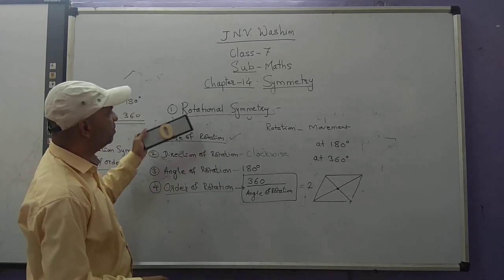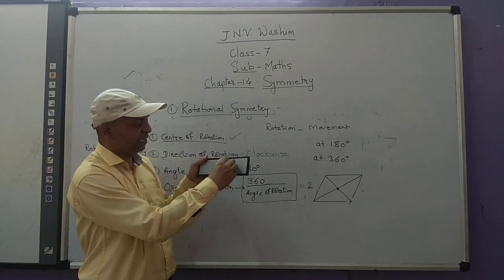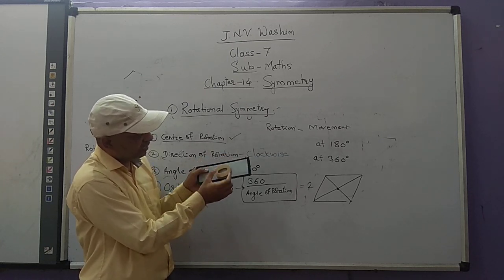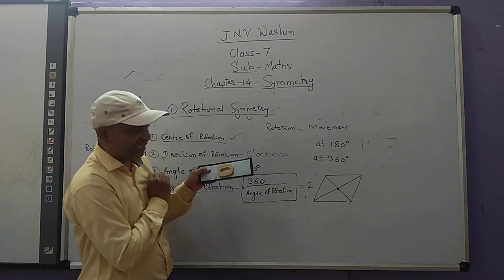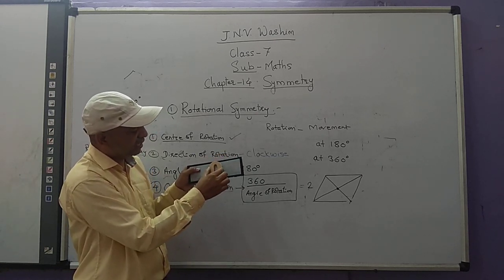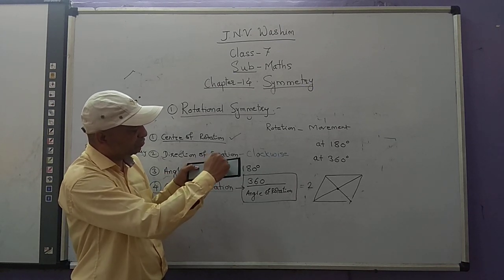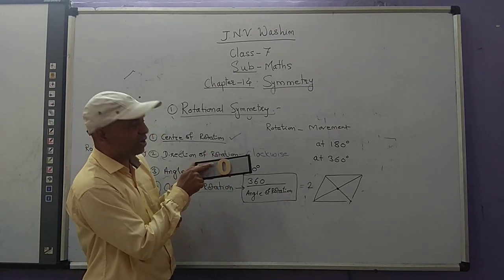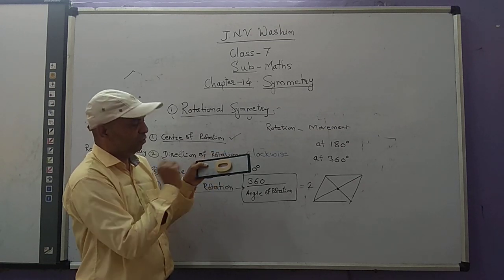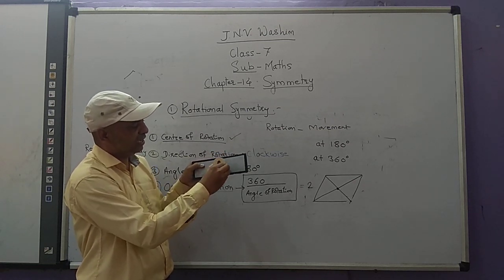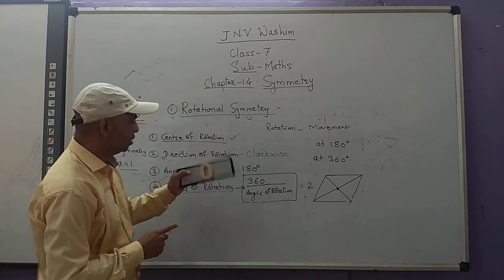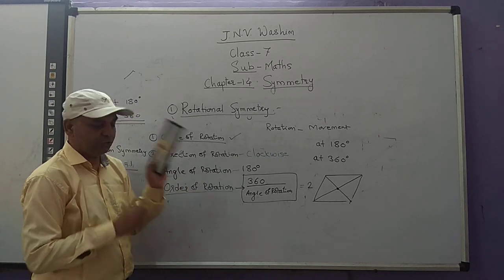And what is the order of rotation? Rotational symmetry: when I rotate it by 90 degrees, it does not occupy the same position. When I rotate it again by 90 degrees, it occupies the same shape. This means when I rotate it a complete 180 degrees, it occupies the same shape. When I rotate again by 90 degrees, no. When again by 90 degrees, it completes 360 degrees. This means it has rotational symmetry of order 2.